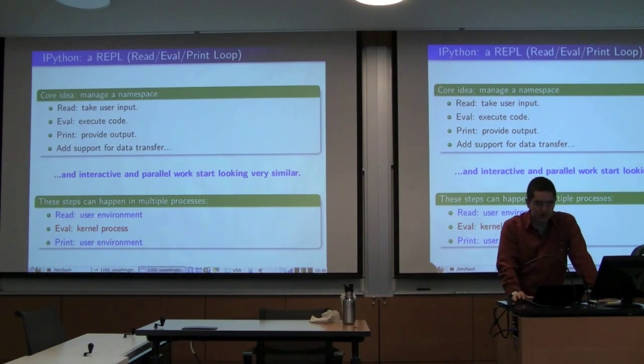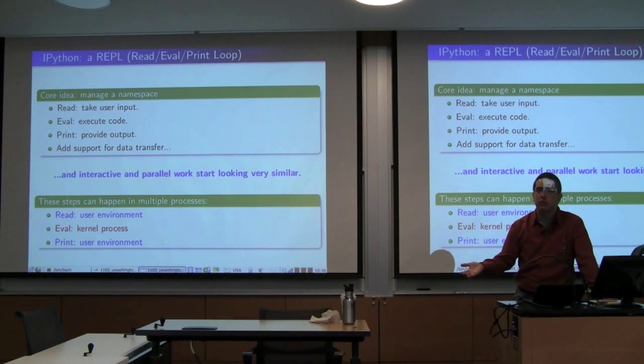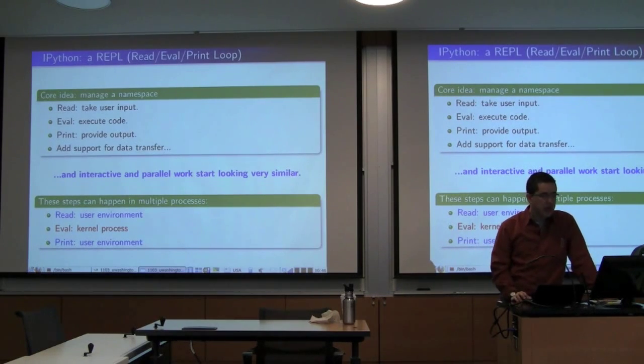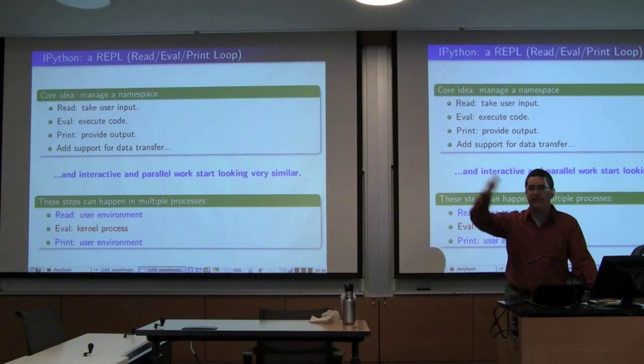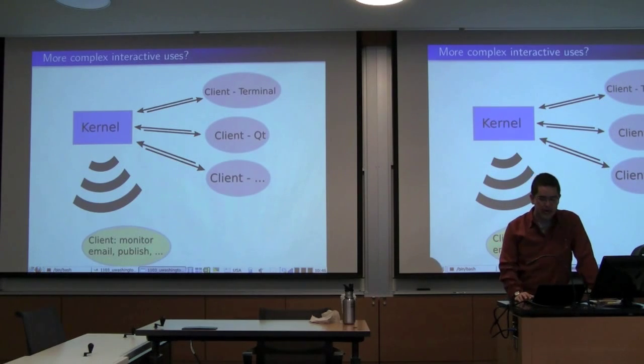And so, first of all, these steps can happen in multiple processes. This is not news to you guys. You use the Sage notebook all the time. In the Sage notebook, you write in a web browser, it evaluates in a kernel process over there, and you get back your information into the web browser. So this is not news to you guys.